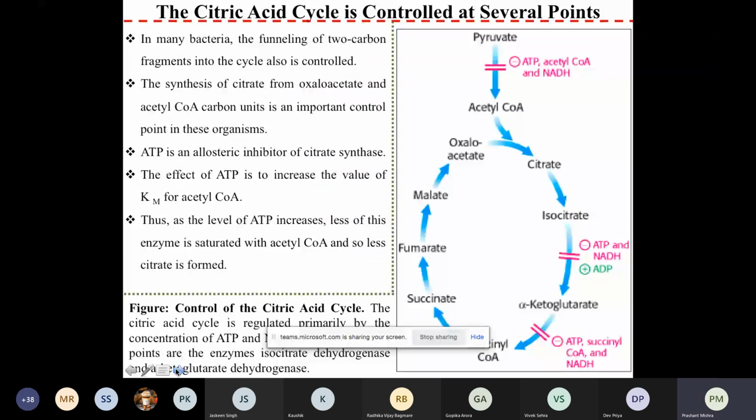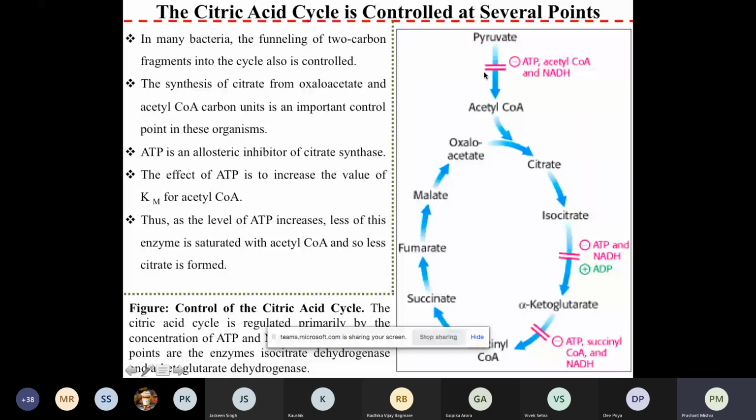So this gives you the overall mechanism. In some of the bacteria, the funneling of acetyl-CoA, converting pyruvate to acetyl-CoA, is also inhibited by ATP, acetyl-CoA, and NADH. So what are these? ATP is the product of the reaction. Acetyl-CoA is the product of the reaction. NADH is the product of the reaction. So all of them, when they are in abundance, will stop this reaction.